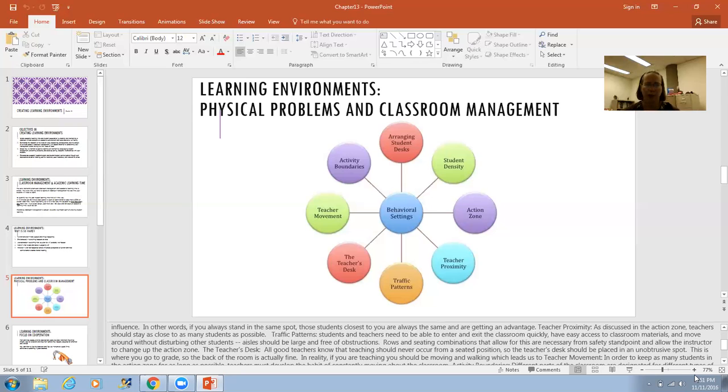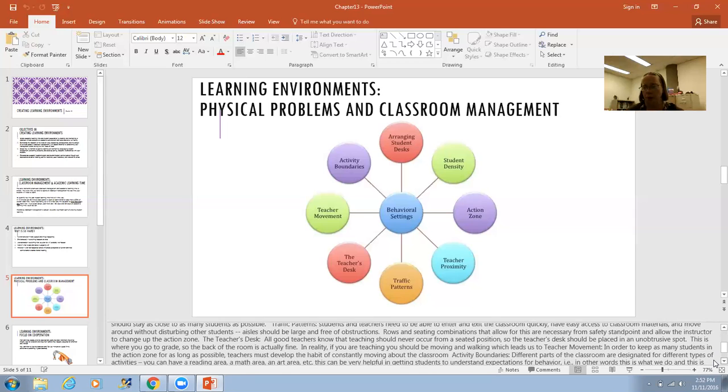And then we have this idea of the teacher's desk. All good teachers know that teaching should never occur from their seated position. They're really putting yourself at a level with your students, which may not necessarily be a bad thing, but a position of authority when you're actually up and moving around is a little bit better from a psychological standpoint. So the desk can really be in an unobstructed and unobtrusive spot. So putting it in the back of the room is fine. This is really where you grade.